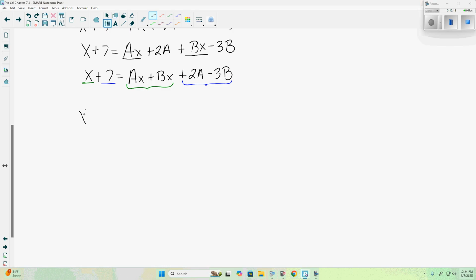So really, we're saying that x is going to equal our Ax plus Bx. Whatever A and B are, those values of A and B should add together to give us x. The same is true for our 7, which should equal our 2A minus 3B. Because whatever the values of A and B are, 2 times A minus 3 times B should give us 7. And Ax plus Bx should give us x.